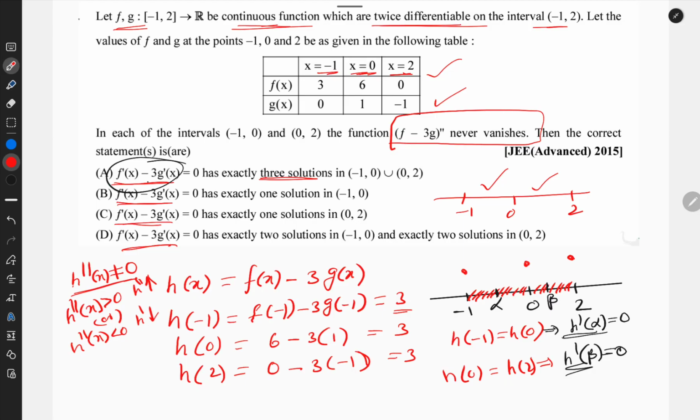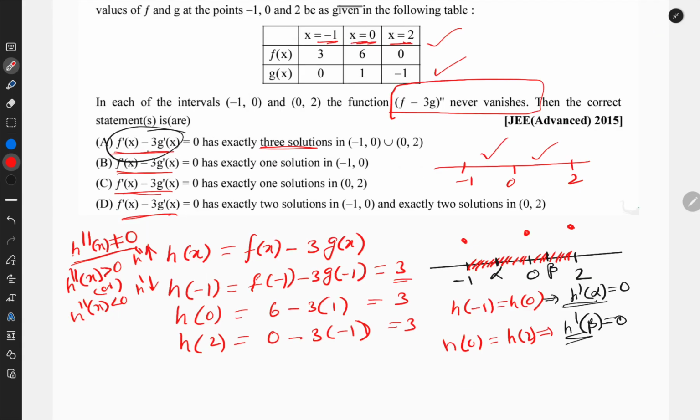So as here h double dash is either greater than 0 or less than 0, only one will happen. That means h dash is monotonic. So since h dash is monotonic, there will not be any other root between those two. Exactly one root between -1 to 0 and one root between 0 to 2. So B is correct, C is correct. 2 solutions, it is wrong. Here also given 2 solutions, wrong. So option B and C are correct options.